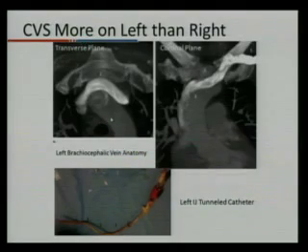Now why left more than right? When you place the central venous catheter on the right, it just goes straight down. You know, it's in the IJ, it goes down. On the left side, it makes three sharp angles. The first angle is when the internal jugular vein meets the subclavian vein to form the brachiocephalic vein. So the first turn. Then there's a second turn which you don't see on plain X-ray.